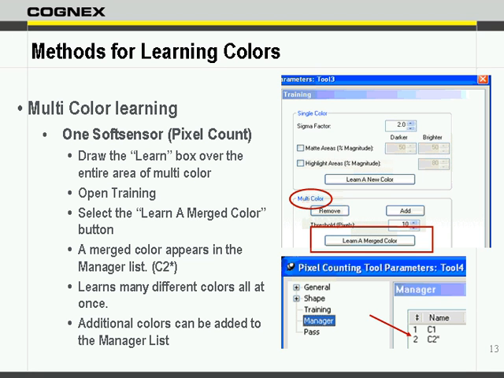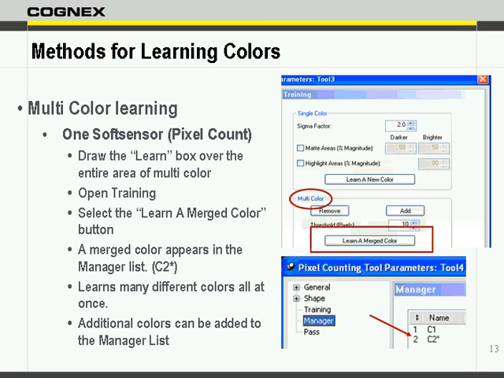We can also learn many different colors. So every time you want to learn a different color altogether, let's say it's a classification or an identification application where we need to have different colors altogether, we can learn several what we call merged colors, and then add or subtract from each one of them, depending on the normal variations for that specific part.